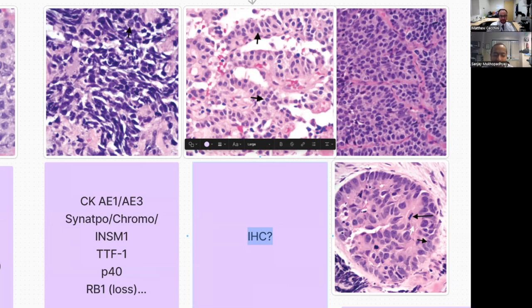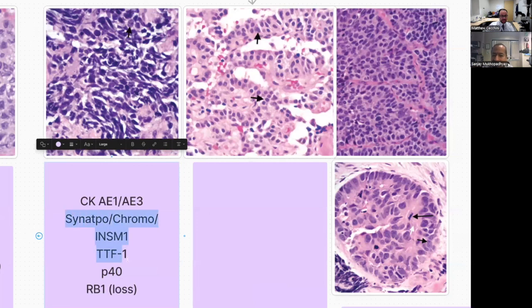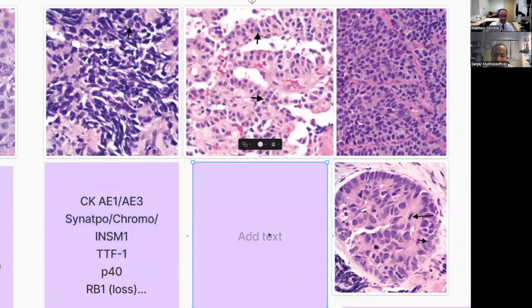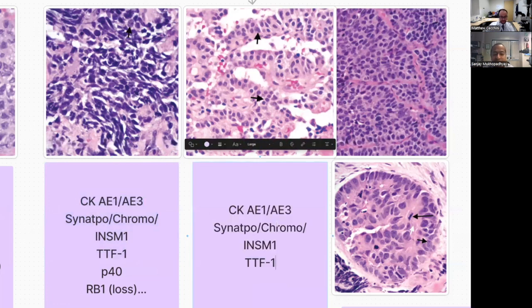But in a small biopsy where the morphology is a bit iffy and you're not sure, I think synaptophysin, chromogranin, INSM1 if you have it, maybe a keratin, TTF1. So almost the same markers. Maybe you don't need a P40 and RB1, but the rest are helpful because these are keratin positive. Synapto, chromo and INSM1 are invariably positive. TTF1 is either negative or weakly patchy positive. So all of that helps to confirm.